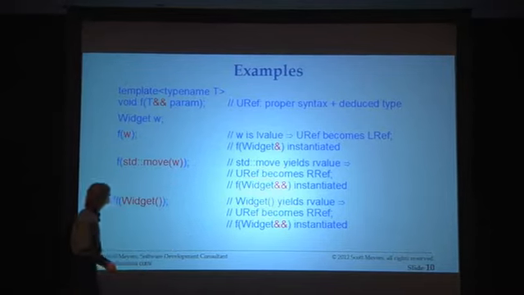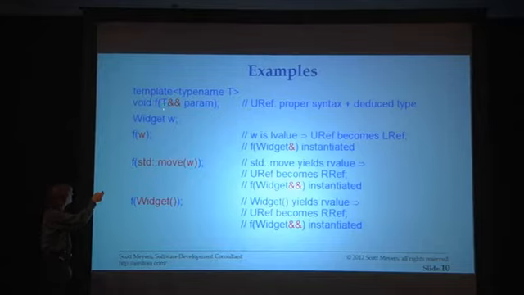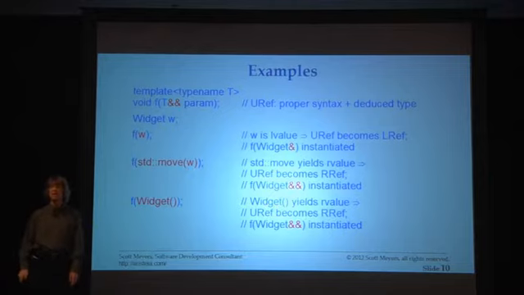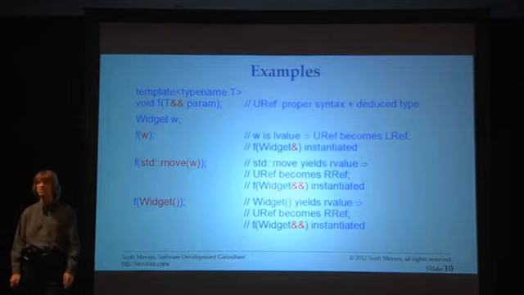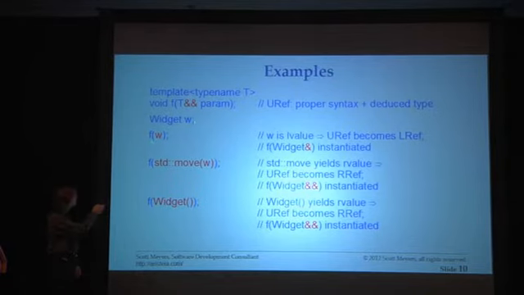So in this case here, I've got a function template f. It takes a universal reference. Notice it has the proper syntax. T&& is the type. And because this is a template, type deduction will take place. That satisfies the two requirements for a universal reference. w is a widget. If I call f of w, w is an L-value. I am therefore initializing a universal reference with an L-value. As a result, the universal reference becomes an L-value reference, and this function here is instantiated with f with an L-value reference to a widget.